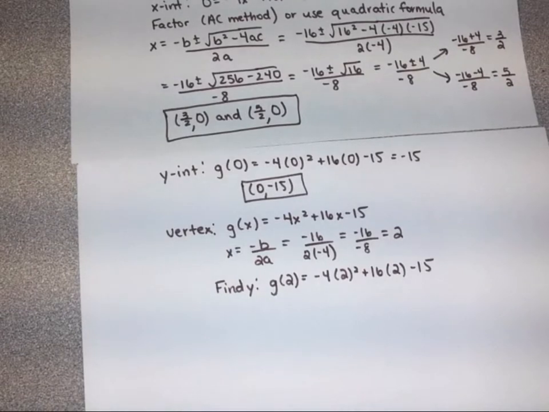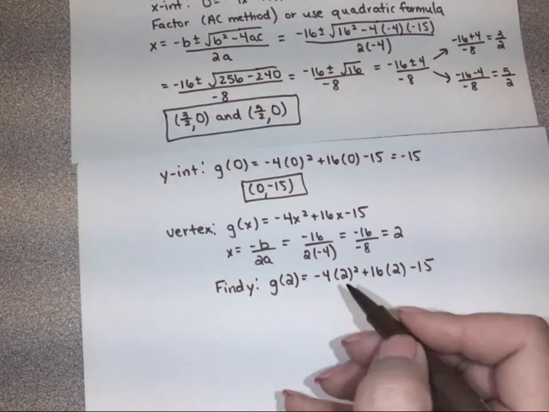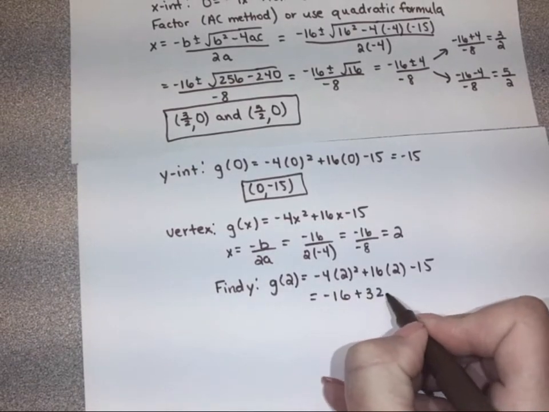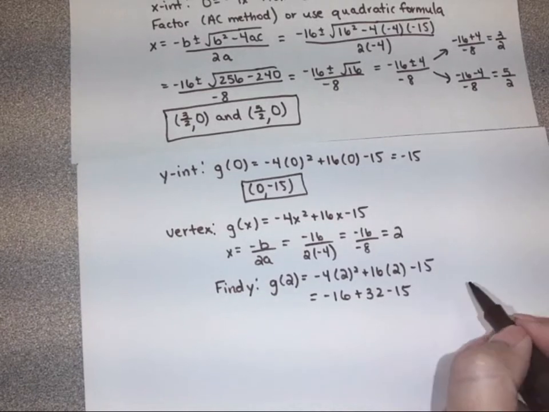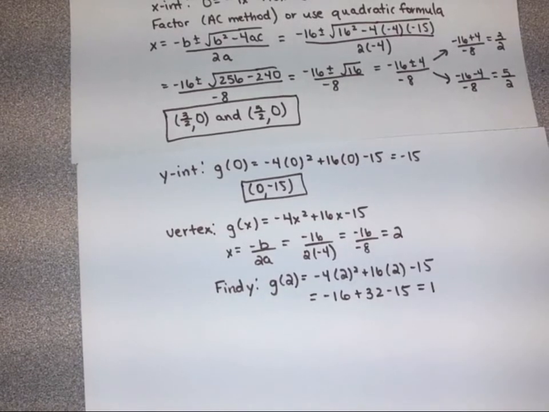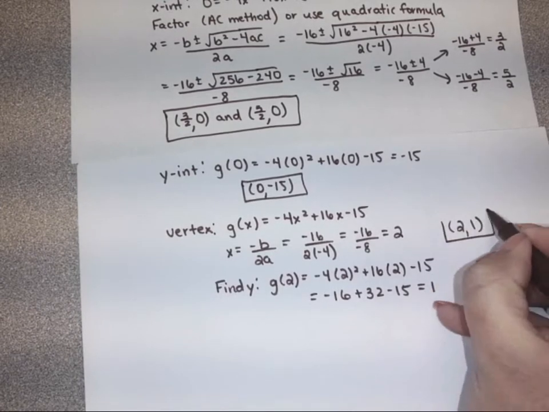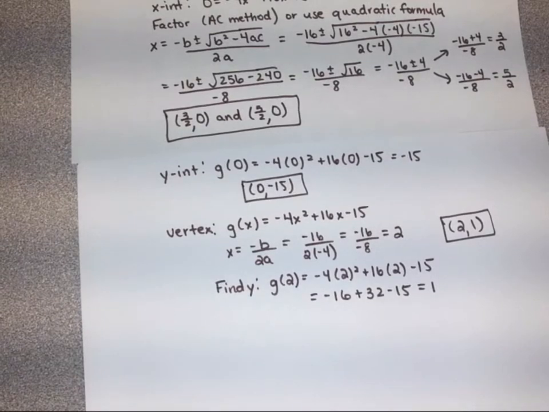Okay, make sure you do your order of operations. It's going to be really, really important. But you could use a calculator here. You would do 2 squared first, right? So that would be 4. So you'd end up getting negative 16 for the first term, 32 for the second term, and then minus 15. So it actually works out to be somewhat nice. It's 1. So the vertex then, I want you to write it as a point, x comma y. So the vertex is (2, 1).